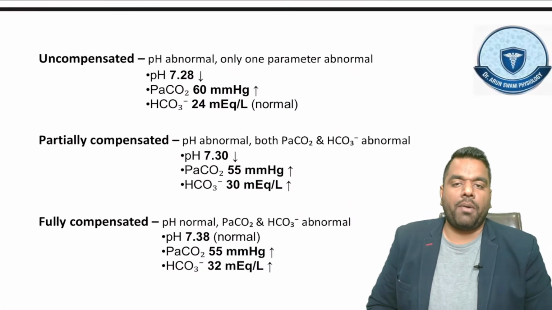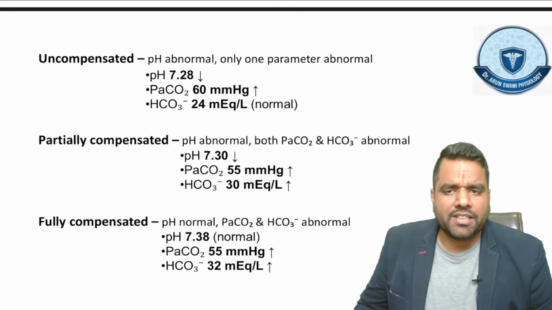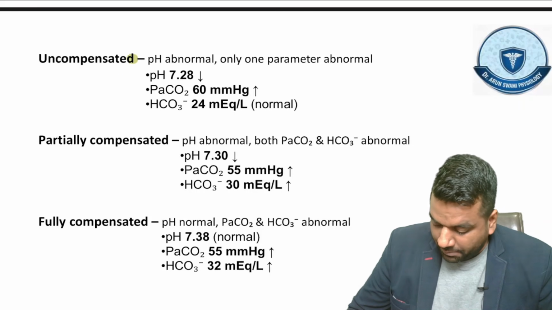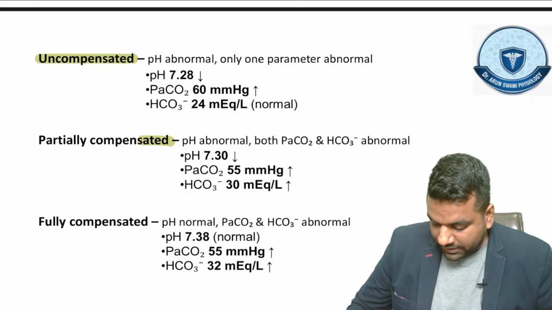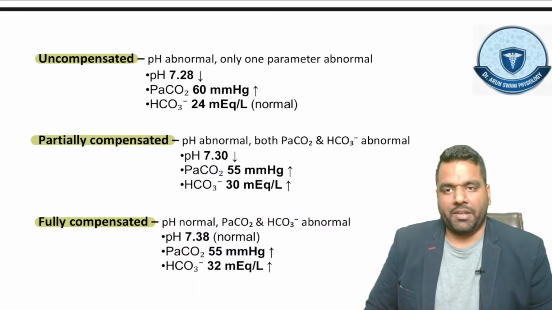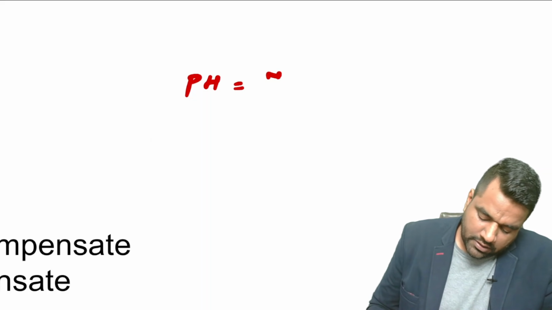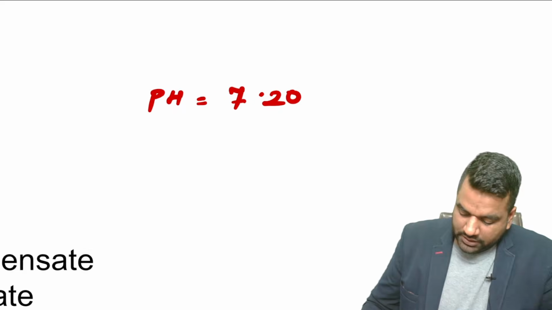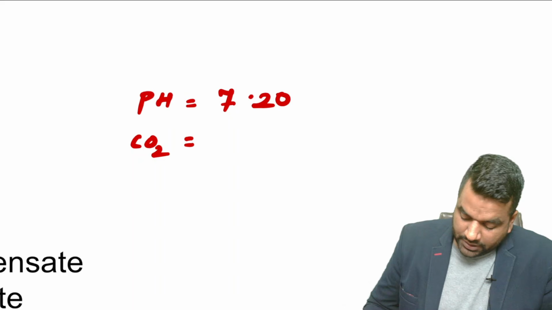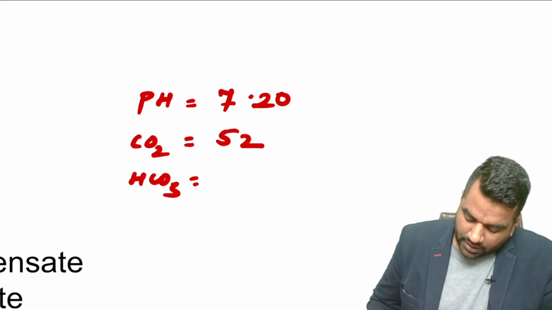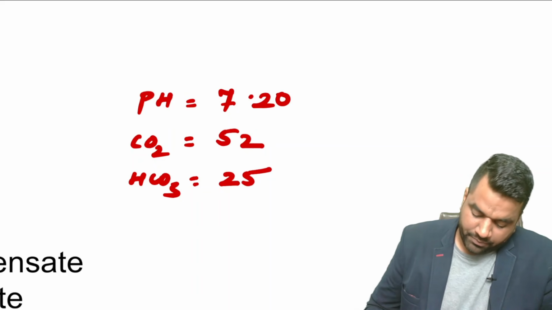Now, let's talk about some examples. First of all, let's talk about the uncompensated part. Then we'll talk about the partially compensated, and then the fully compensated. Guys, please pay attention. How can you interpret? Let's take an example. Suppose the pH is 7.20, CO2 is 52, bicarbonate is 25.